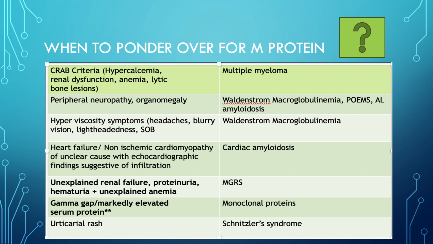Then, if there's an elevated gamma gap, the reason is that we have to see if the monoclonal protein is elevated or not, and if there's an urticarial rash, there's a thing called Schnitzler's syndrome, which predominantly consists of an increase in M protein along with the patient who complains of urticarial rash on and off.